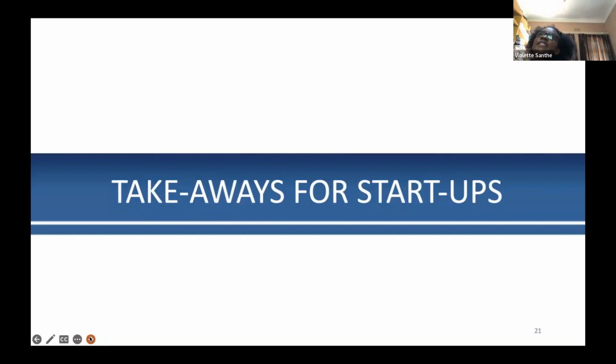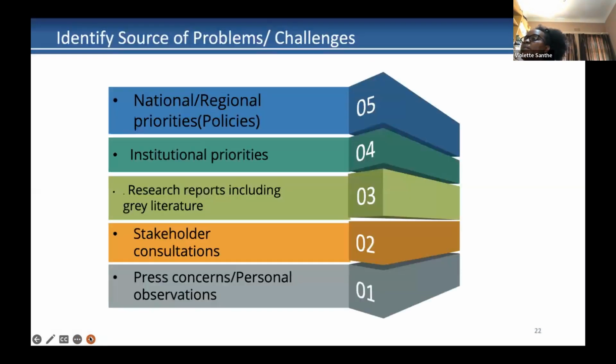Now, for SMEs or startups, what could be the takeaways from the information we've just discussed? Next slide, please. As a startup or as an SME, normally many startups may want to start a business just because they've seen maybe a colleague who has started the business without doing a proper research. So first of all, as a startup, we need to identify the source of problems or challenges which the world is facing, because inside the challenges, the problems, there are opportunities which you can harness.